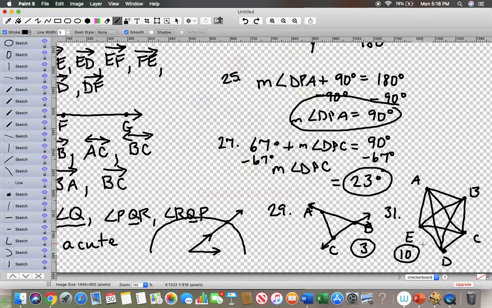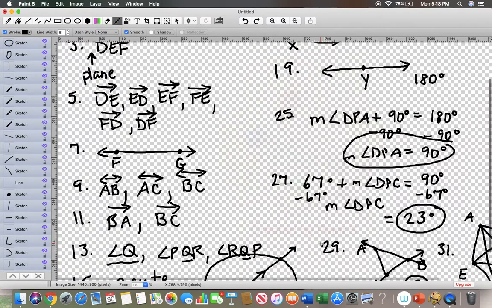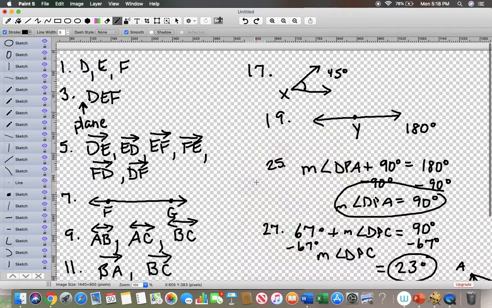All right, you have got the rest, numbers 1 through 32. Again, just because I did a bunch of these examples, these still need to be on your assignment, on your homework paper that you're going to turn in.